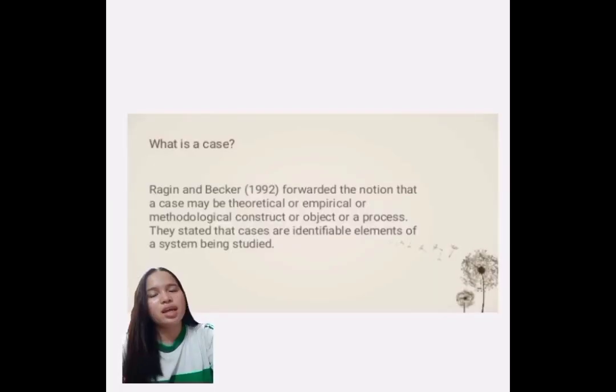Case is, according to Ragin and Becker, they forwarded the notion that a case may be a theoretical, empirical, or methodological construct or object or a process. They stated that cases are identifiable elements of a system being studied.